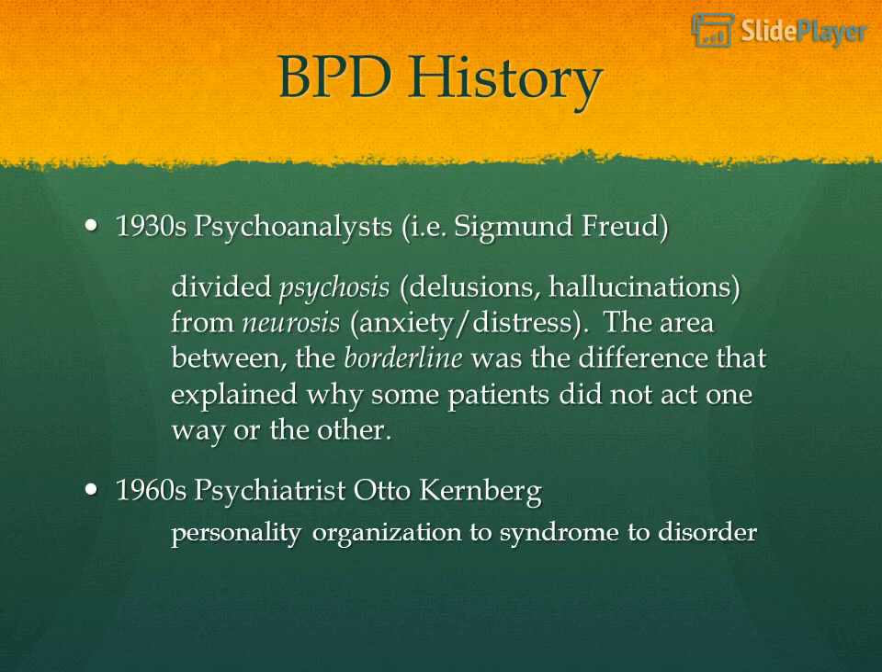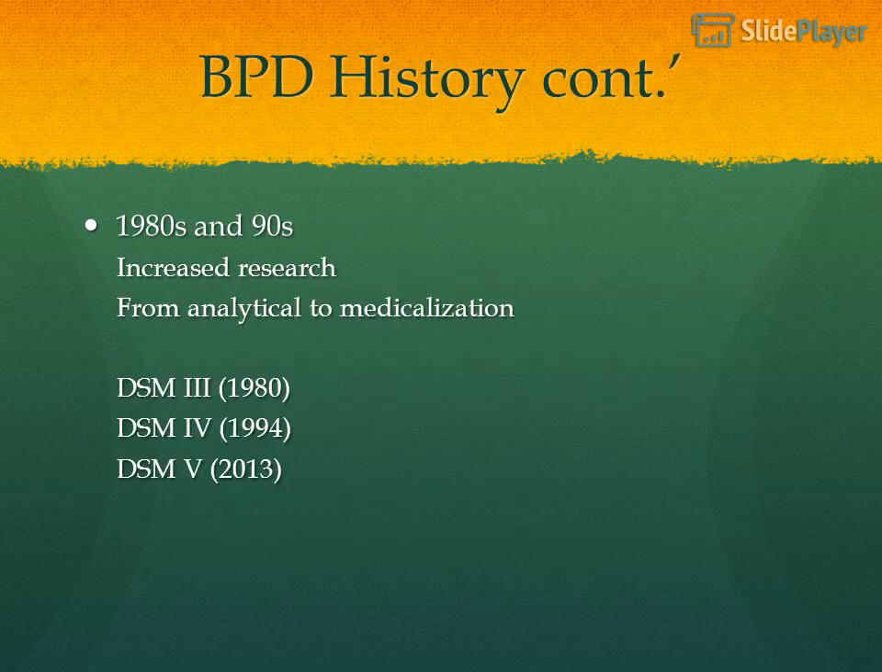BPD history. 1930s psychoanalysts, i.e. Sigmund Freud, divided psychosis, delusions, hallucinations, from neurosis, anxiety/distress. The area between, the borderline, was the difference that explained why some patients did not act one way or the other. 1960s psychiatrist Otto Kernberg: Personality Organization to Syndrome to Disorder.